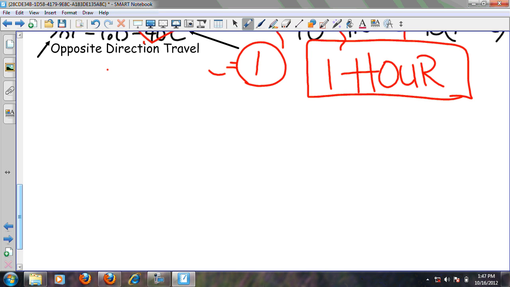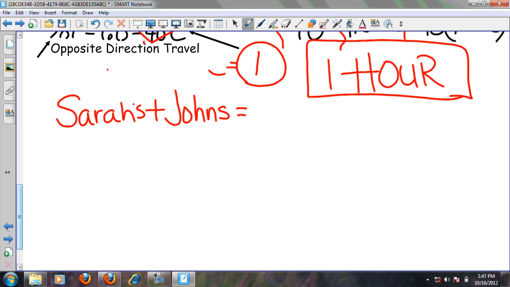When you're doing opposite direction travel, you're going to do, in our case, for our quick check, Sarah's travel plus John's travel is going to equal, what do you think it's going to equal? Yes, it will equal the total miles traveled.